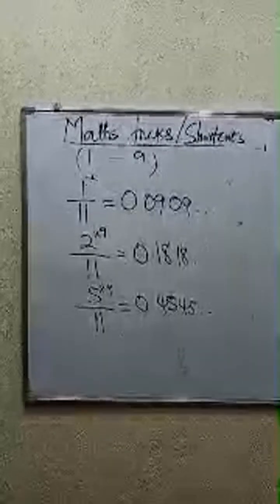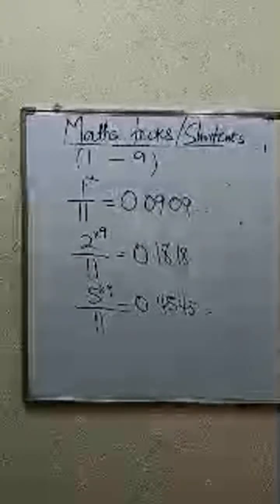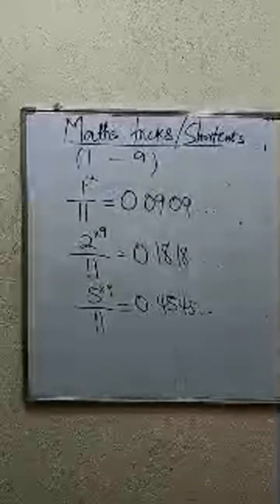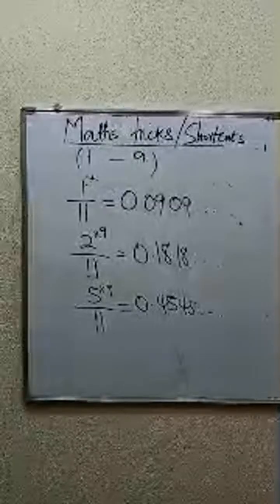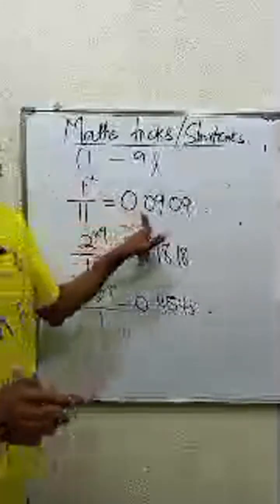Whenever you want to divide any number by 11, numbers between the range of 1 to 9 as the numerator only, all you have to do is very simple. All you have to do is just to multiply the numerator by 9. After, you must put the 0 point.